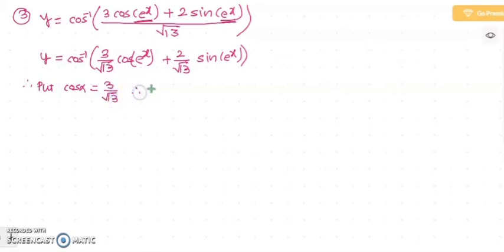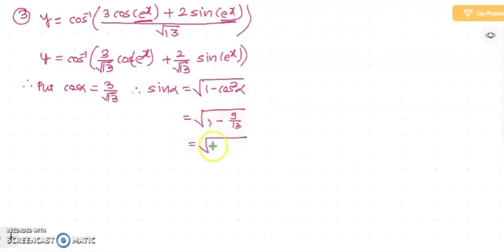Therefore, sin alpha is equal to, you have to write these steps. Can't write it too directly. It's the square root of 1 minus cos square alpha, which is written as 1 minus (3 by root 13) square, which is 9 by 13. If you calculate it, 13 minus 9 is 4 by 13, root of 4 by 13 is 2 by root 13.